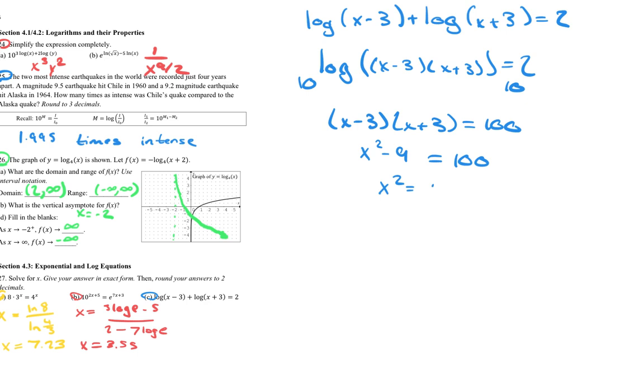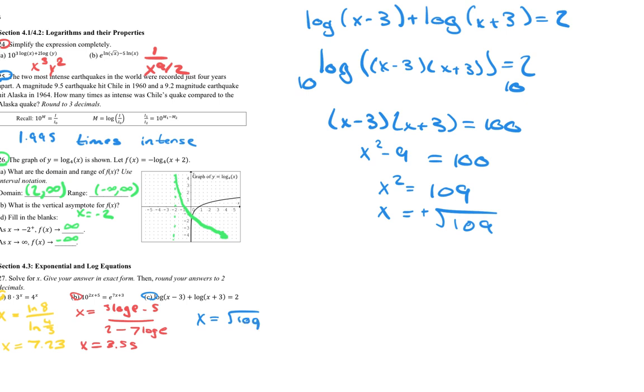So x squared equals 109, or x equals plus or minus square root of 109. So if we look at this, this negative version here is extraneous, and if we plug this negative back up here, notice how we'd get log of some negative number, which does not exist. So that means that really our only answer is the positive version. So x equals the square root of 109.